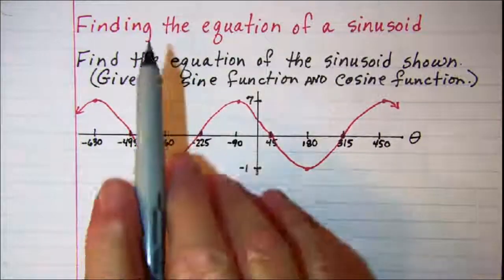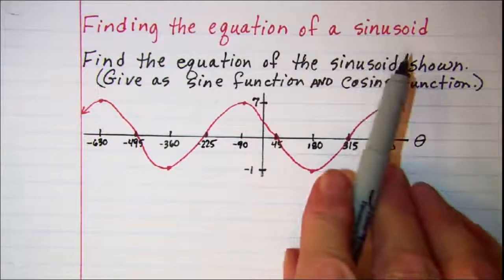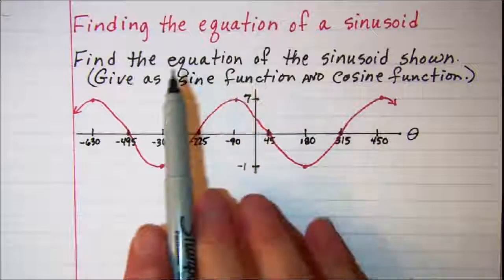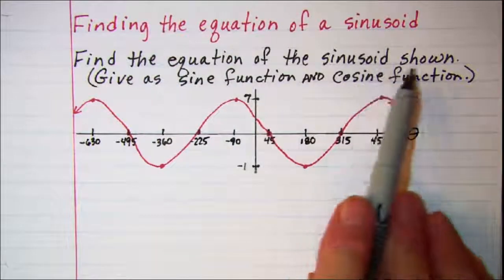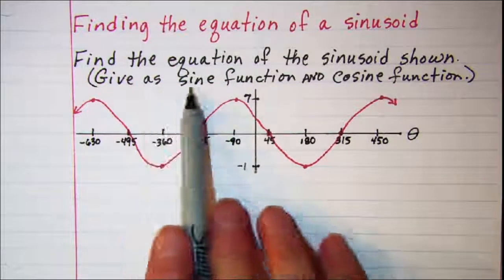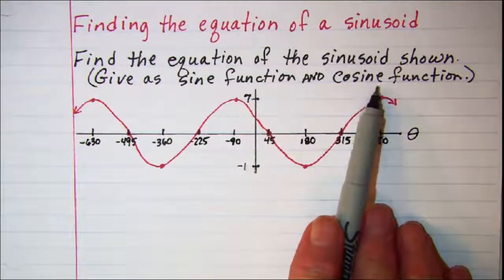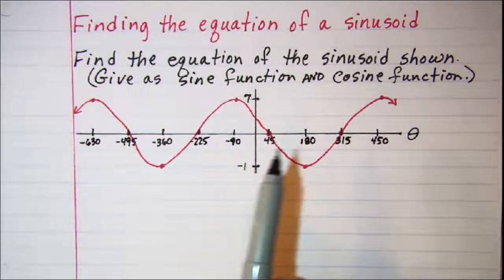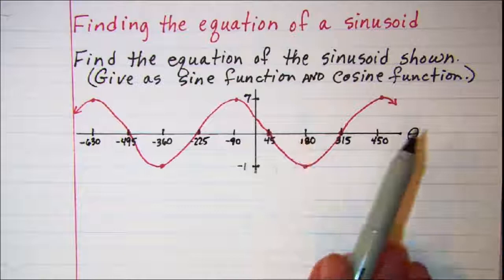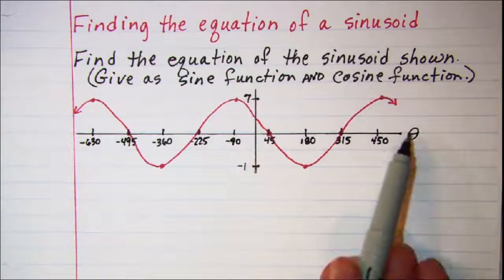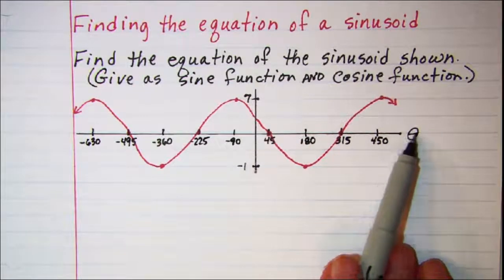In this video, we'll be finding the equation of a sinusoid. Our directions are: find the equation of the sinusoid shown, give as a sine function and as a cosine function. Now some things that you'll notice here is that first of all our independent variable is theta.